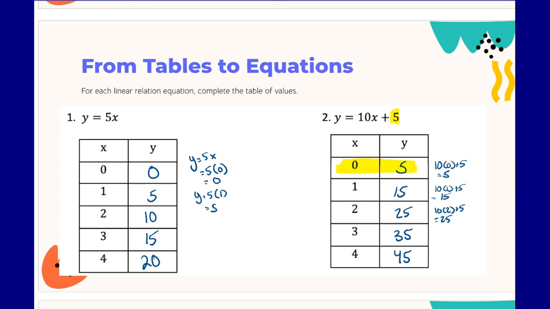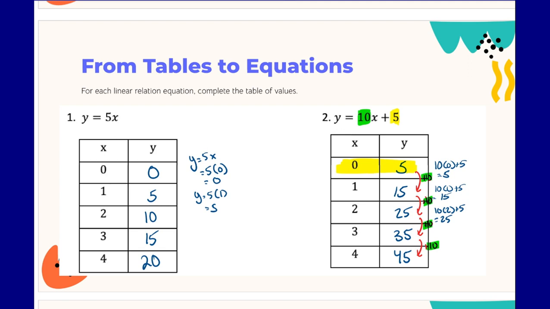Now, what about the 10? Where do we see the 10 appearing? Well, we see it appearing as we increase. We're going up by 10, from 5 to 15, from 15 to 25, from 25 to 35, from 35 to 45. That's an increase of 10 every time. So we can see that in our equation. We can see that attached to the variable.